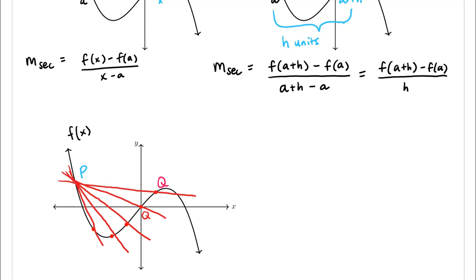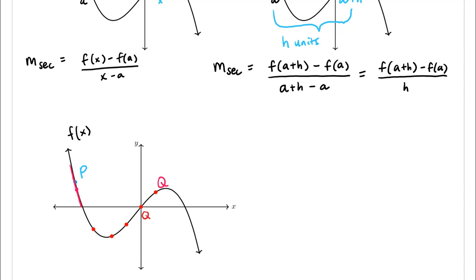And we keep making Q closer and closer to P until eventually it's very close. So maybe now my Q is here and I've connected these with a secant line, and that is an approximation for the slope of our tangent line.